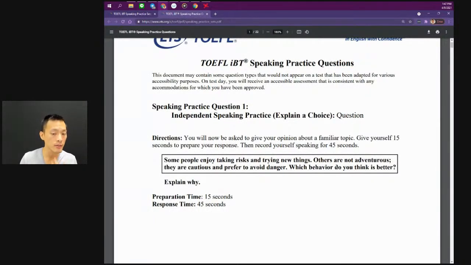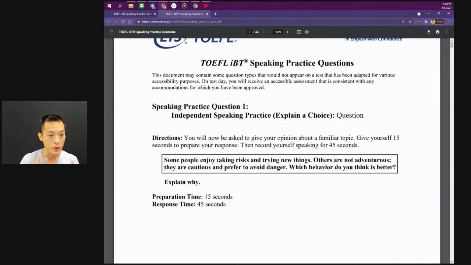Some people enjoy taking risks and trying new things. Others are not adventurous. They are cautious and prefer to avoid danger. Which behavior do you think is better, right? The true answer coming from you would probably be neither. You need both kinds of people. You need some people to take risks. You need some people that don't take risks, for society to evolve and move forward, right? You need both kinds of people.